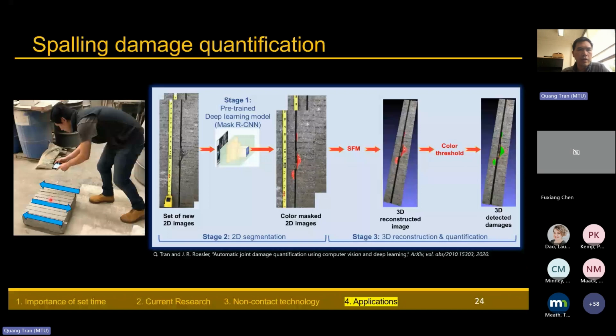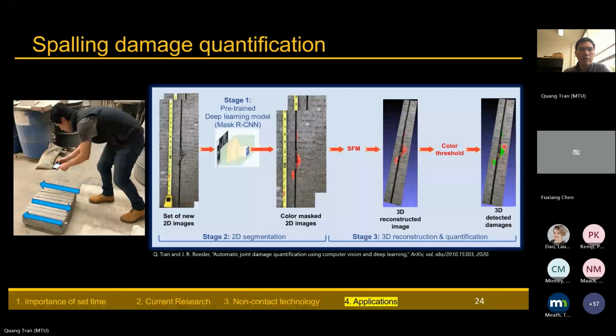And what I did here is after I take a picture, I will detect the spalling or the raveling damage along the joint, and then I construct the 3D model in order to calculate the surface areas. The reason I calculate in the 3D model is because we will have more perception of the depth of the spalling instead of just using the area in the 2D image.